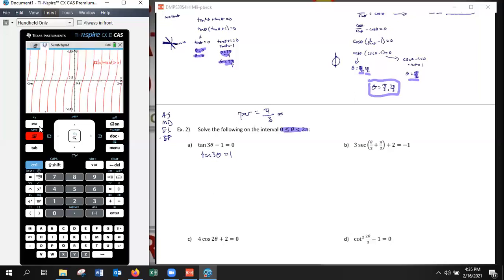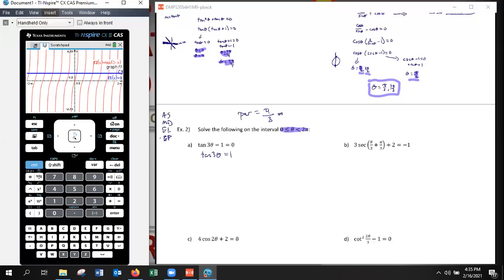Now what I want out of this is, where does tangent of 3 theta equal 1? So what I'm looking for is this solution right here. We're looking for this solution right here. The solution right here. Uh-oh. I have a total of 6 solutions from 0 to 2 pi, 6 solutions where tangent of 3 theta equals 1.